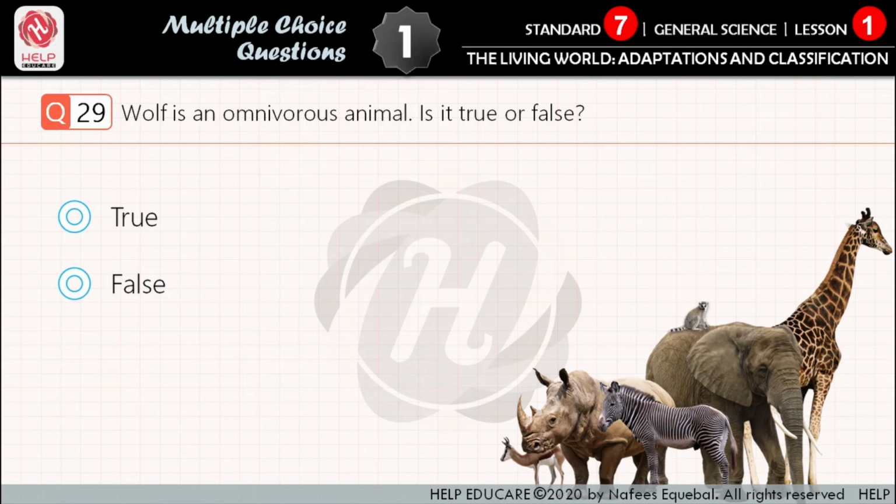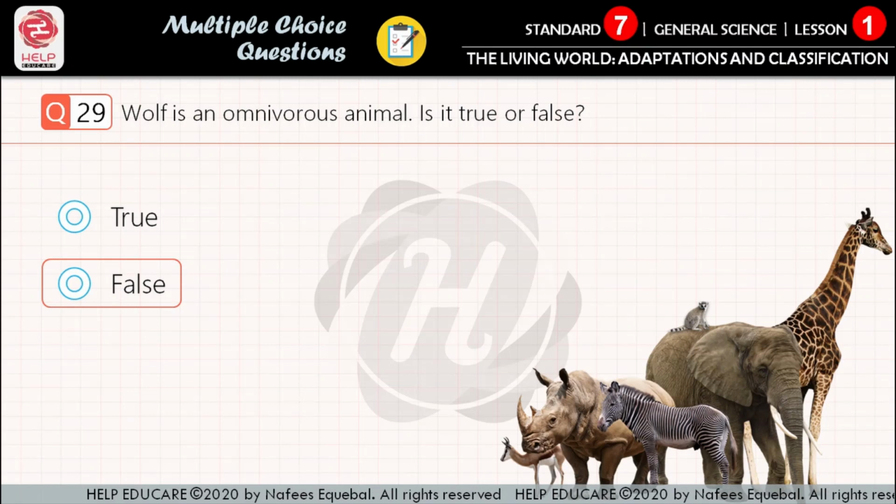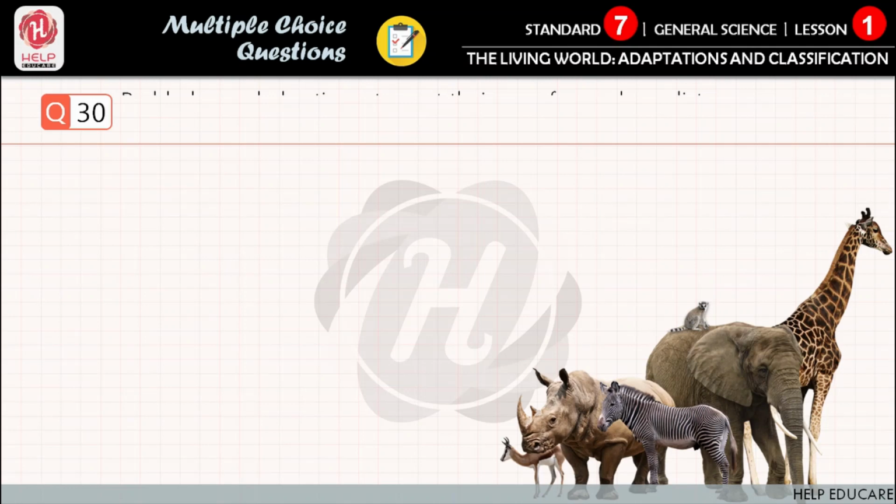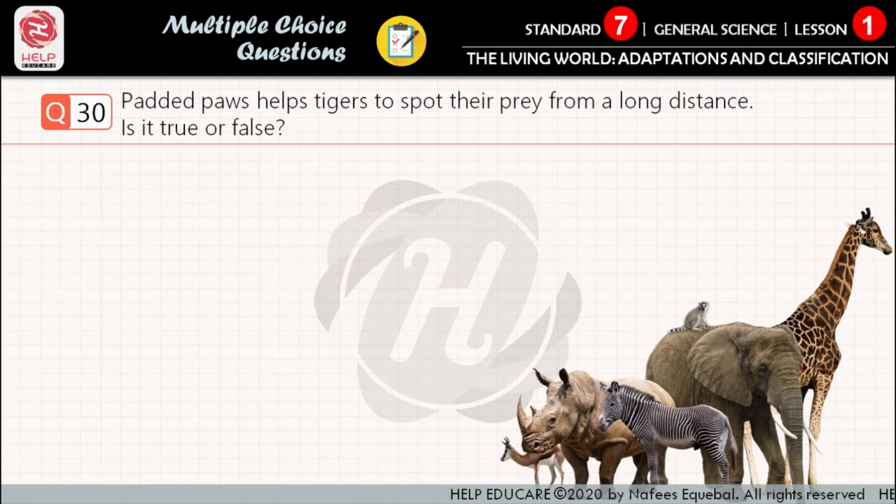Correct answer is, false. Question number 30. Padded paws helps tigers to spot their prey from a long distance. Is it true or false? First option, true. Second option, false.